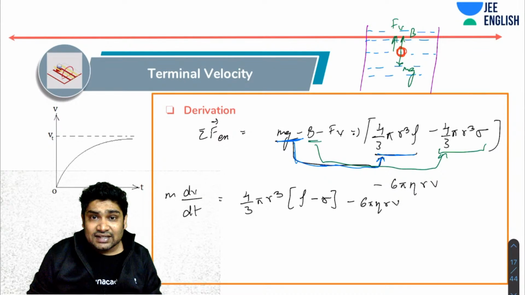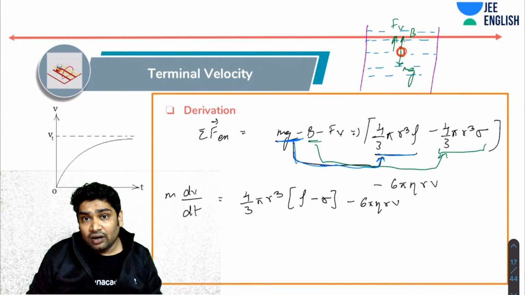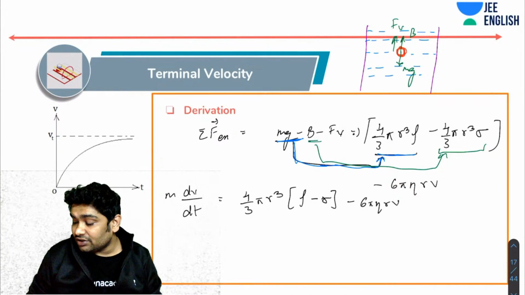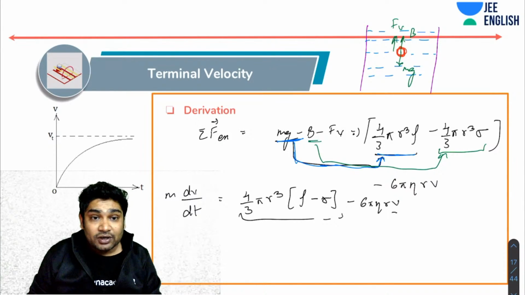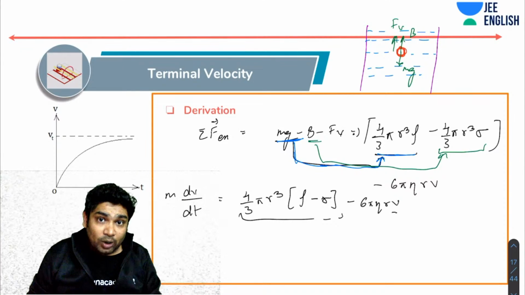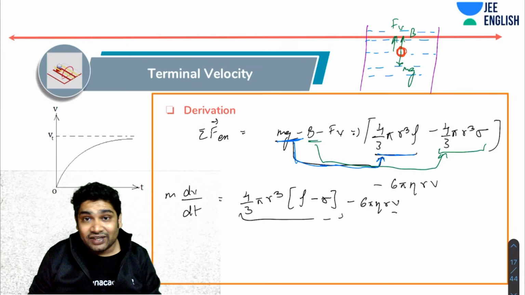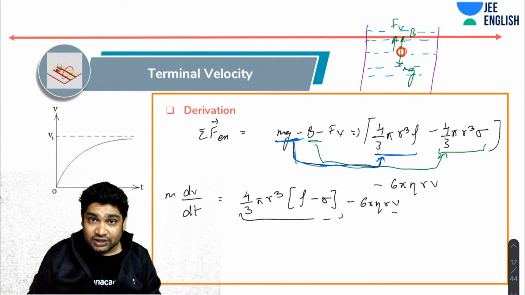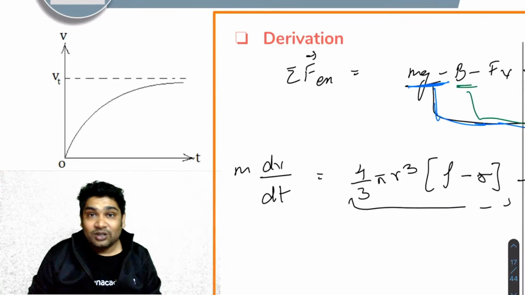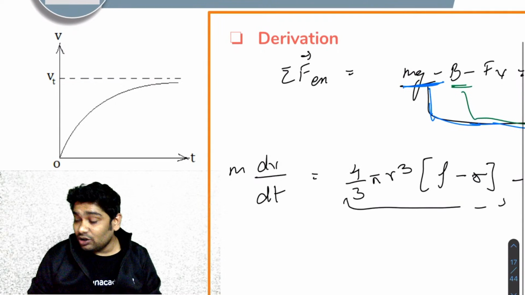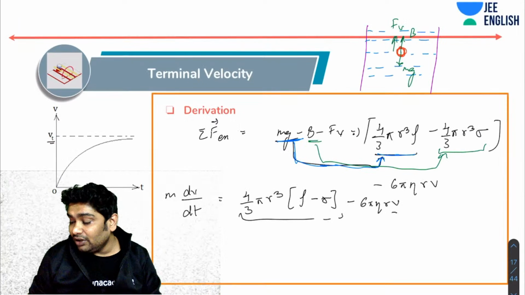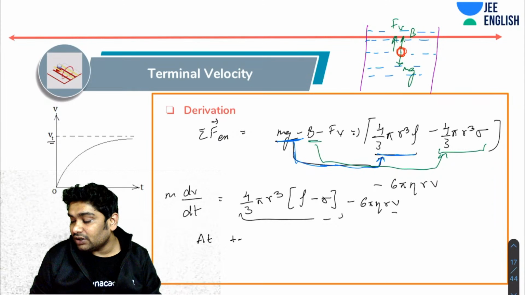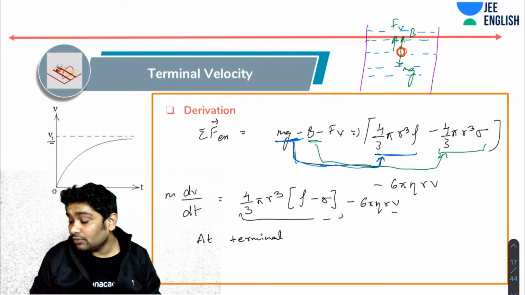Initially, when v is zero, the acceleration would be this by m, and then as your speed increases, the acceleration or the net force keeps on reducing. Eventually there will come a point where the net force becomes zero, and that is where the object will achieve terminal velocity. The graph of velocity versus time is going to be like this, and eventually the object will achieve what we call terminal velocity. It will start moving with a constant velocity. At terminal velocity, the summation of external force would be zero.